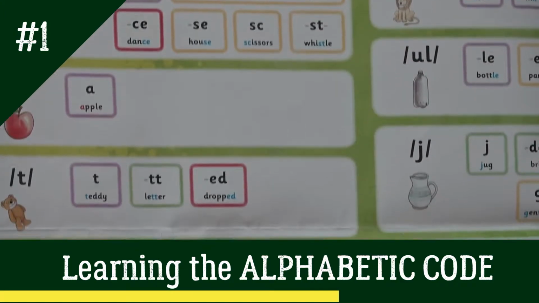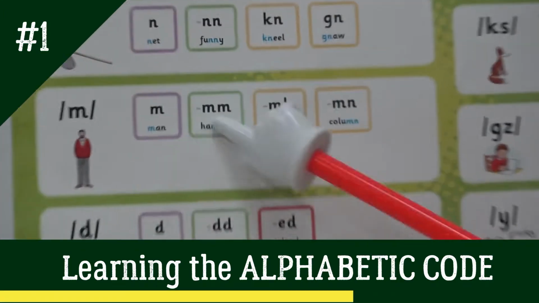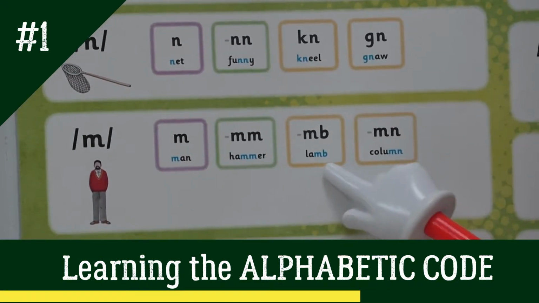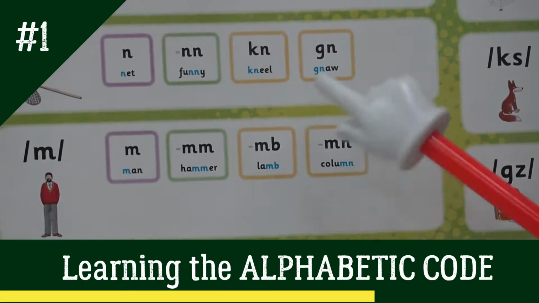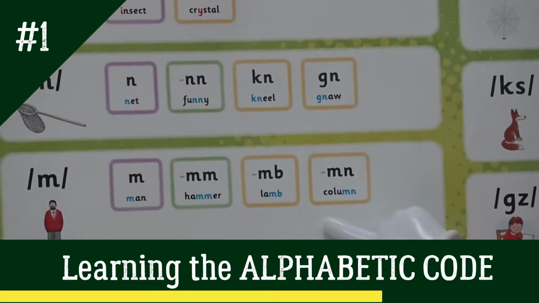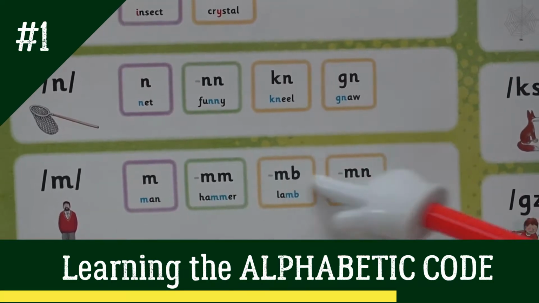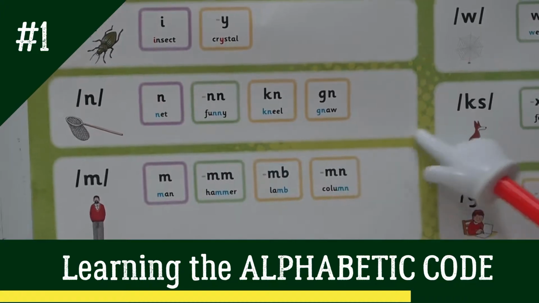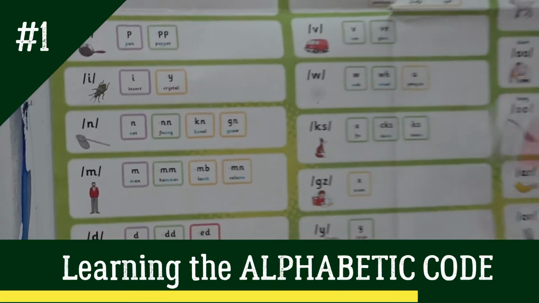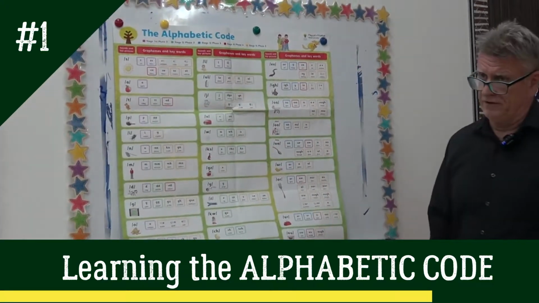As you're going right along down here, you've got other sounds like for man and hammer. Then you've got the silent B at the end. I like to actually say lamba just to show that, but that's really up to you. And over here you've got column. Again, don't spend too much time initially on this with young children. Just make sure they know about it and put it in a prominent part of the classroom and use it.